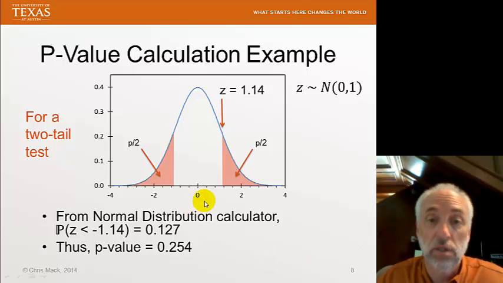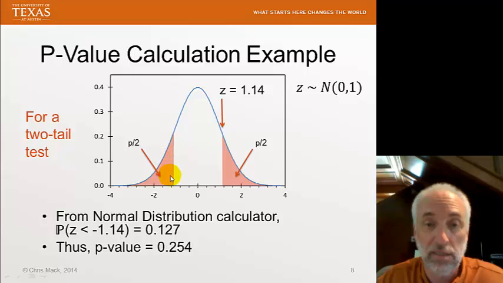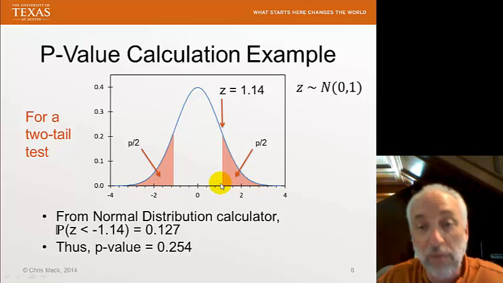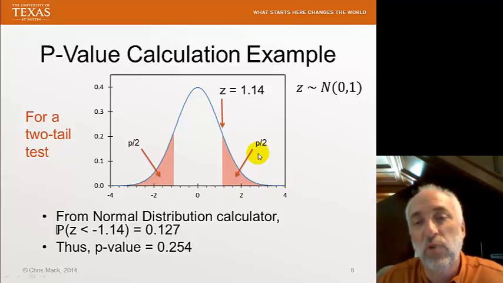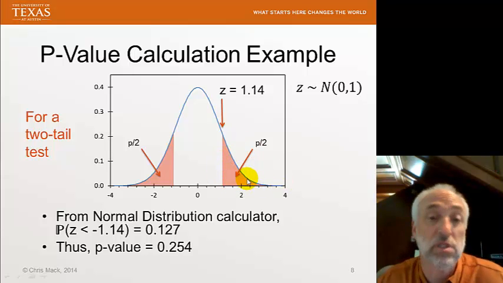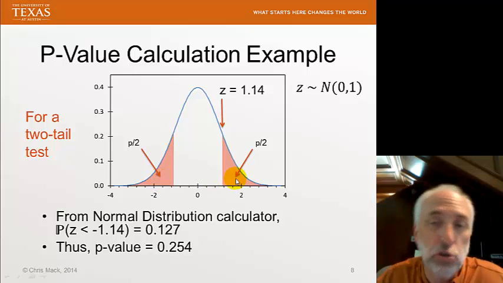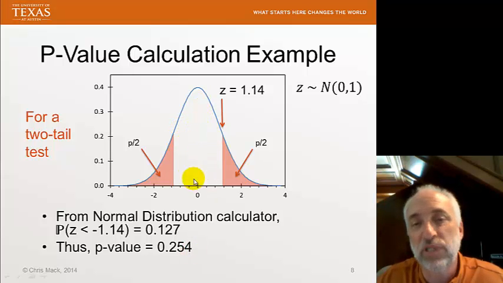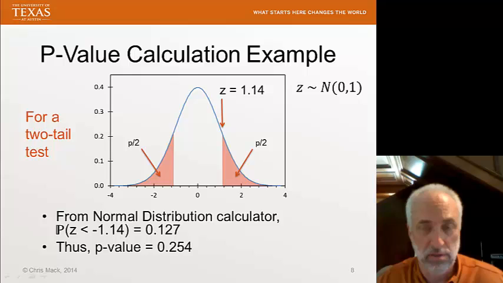In other words, the probability that a z value is less than 1.14 is here. The probability of z greater than 1.14 is here, and it's, of course, the same probability. Therefore, the two-tailed probability is 0.254. There's about a 75% probability that I'm in the middle here, and about a 25% probability I'm in the tails.